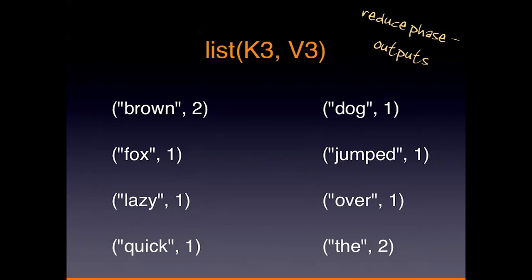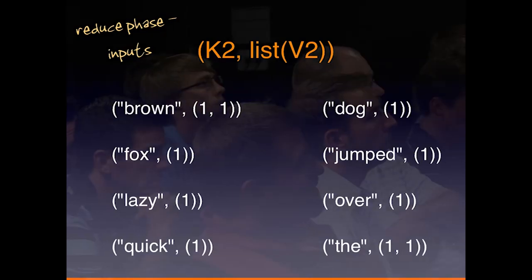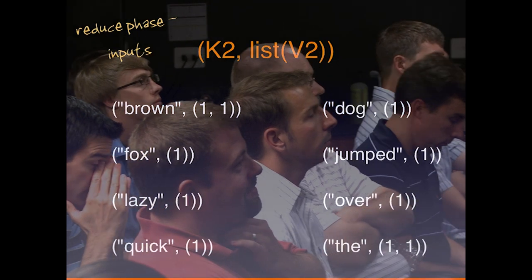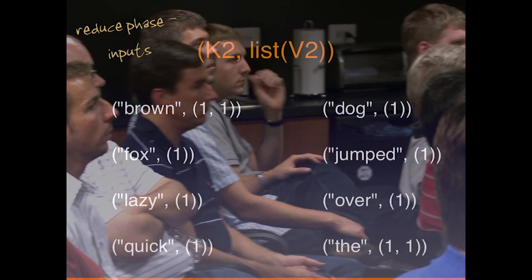On the previous slide, would you ever have an intermediate phase? I'm imagining, what if that list of values was incredibly huge? Yes, there is something called a combiner, which I will get to in a little bit. It's like a reducer, but during the map phase.